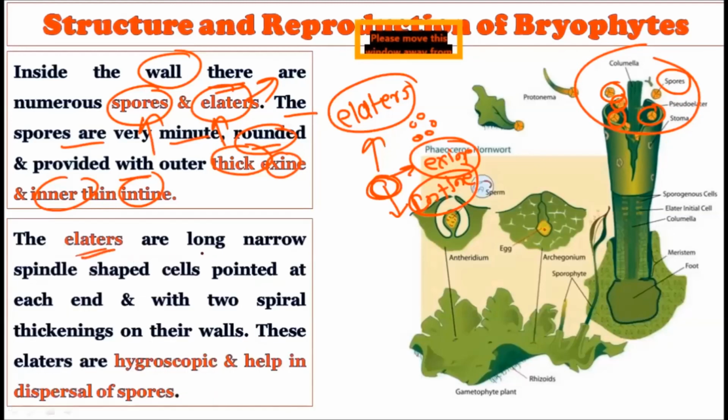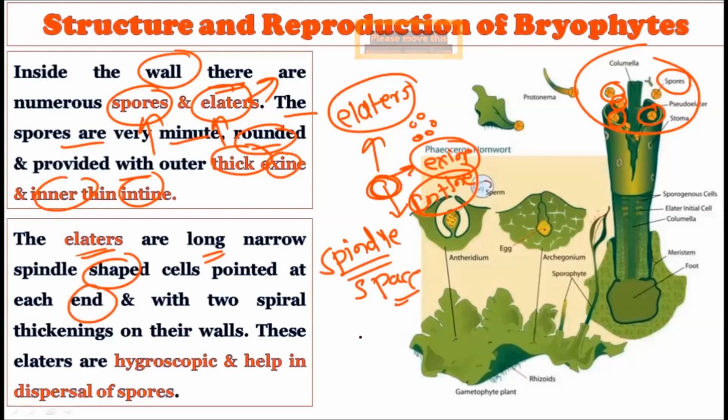Okay, now see the elaters. What are elaters? These elaters are very long, narrow, spindle shaped cells. Their shape is spindle, not rounded. These are pointed at each end. Both ends show pointed structures like this. Just like this, they are the elaters. They show pointed structures on both sides, and the spindle shape is there. Now see, there are two spiral thickenings on their cell walls. Two spiral thickenings are present on their cell walls.